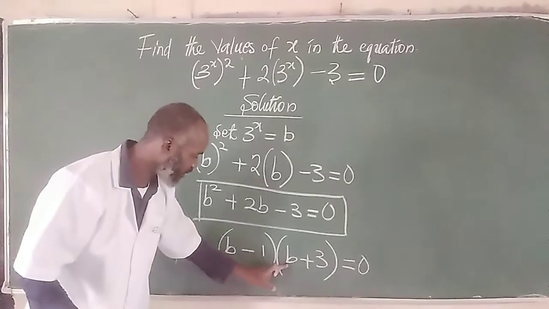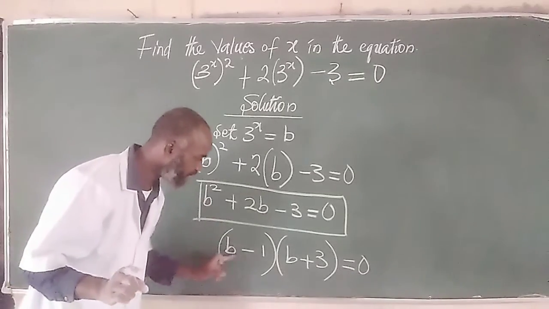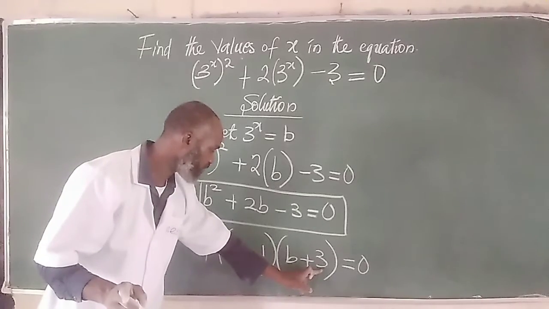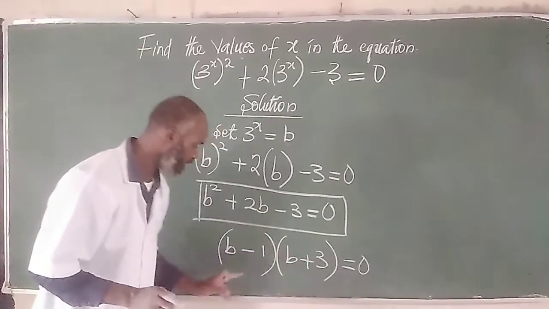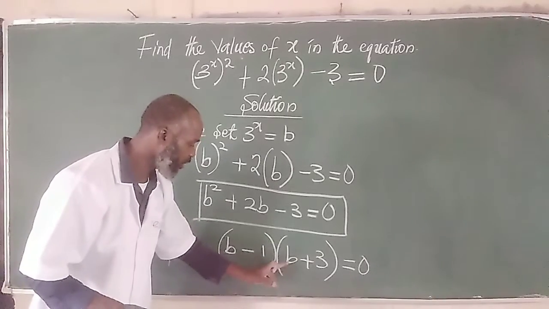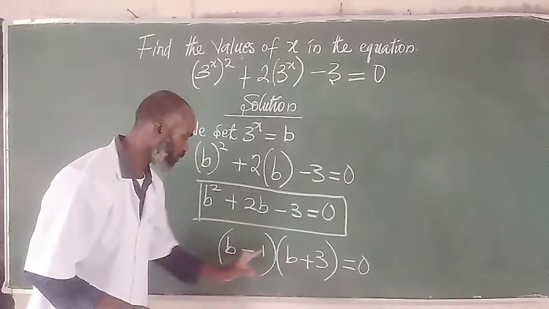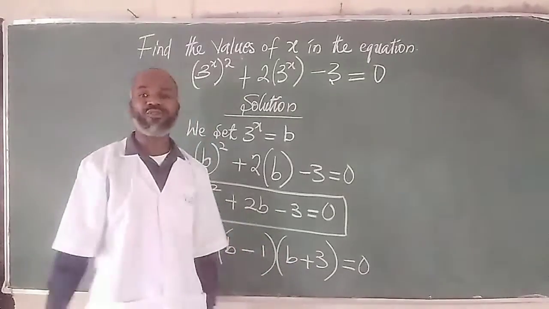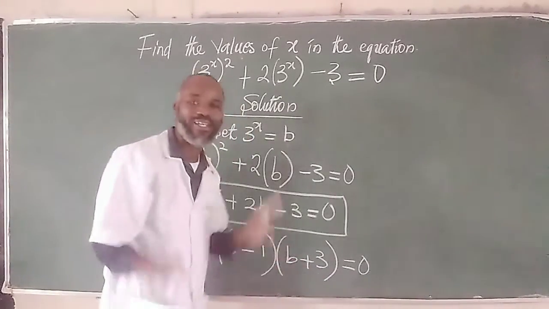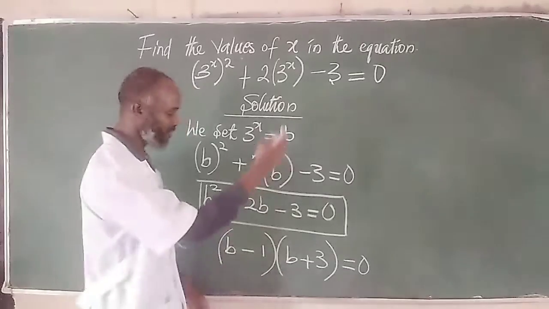b times b gives us b squared. Good. b times plus 3 gives us 3b. And then minus 1 times b gives us minus b. So 3b minus b gives us 2b. And then minus 1 times 3 gives us minus 3. So our factorization method is correct. We'll move on with that.